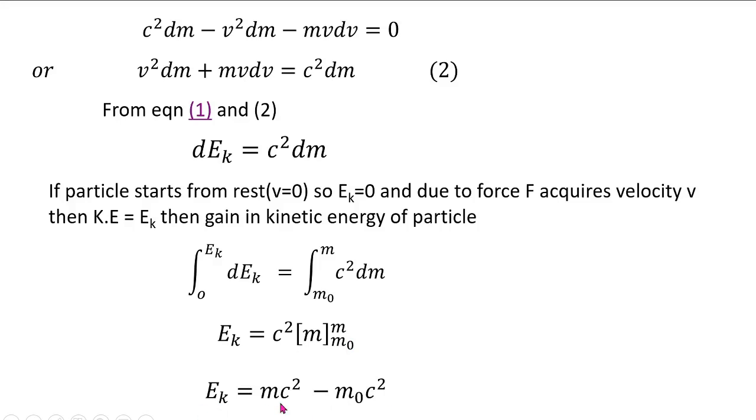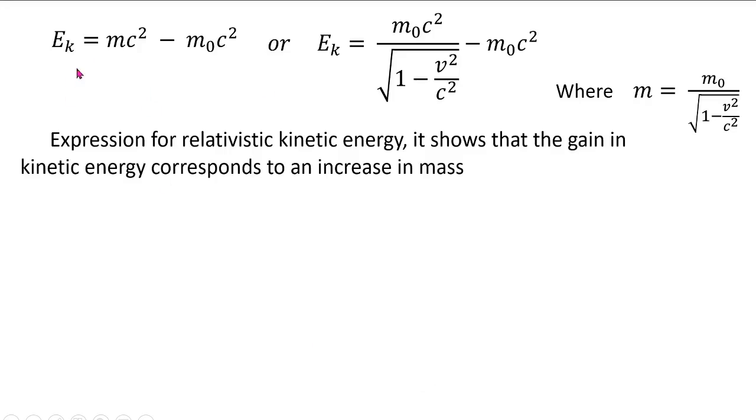This kinetic energy Ek is equal to mc square minus m0 c square, because m is equal to m0 upon square root of 1 minus v square upon c square. This is the relativistic mass. Therefore, we may write this equation like this. This is the expression for relativistic kinetic energy, because it depends on the velocity v. Therefore, it is relativistic kinetic energy.